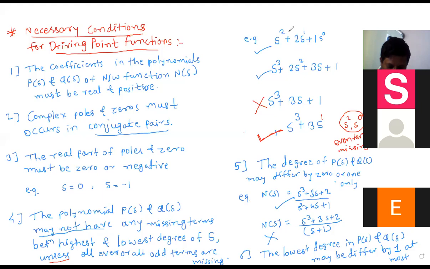In the next lecture we can discuss the necessary conditions for the transfer function. That also has 6-7 points. After that we will start the time domain behavior. So don't miss the time domain behavior. That point is important.